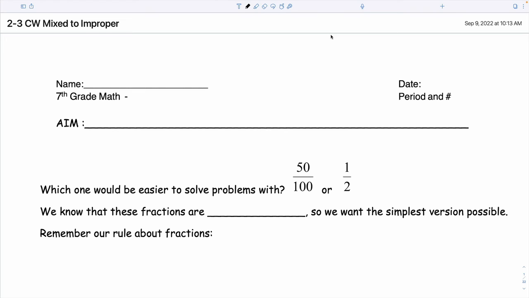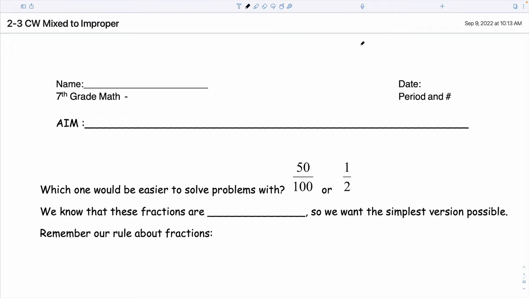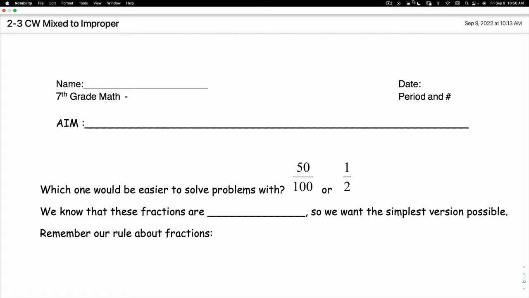Who can read the aim? 1, 2. And we'll go with strong hands. Justice, what are we doing today? Great. Write that. And then you can save the, it should be a fraction. Okay, simplify fractions. And then save the number 2 for the second aim. You don't need to write that now.